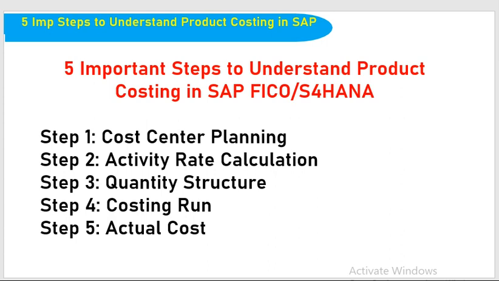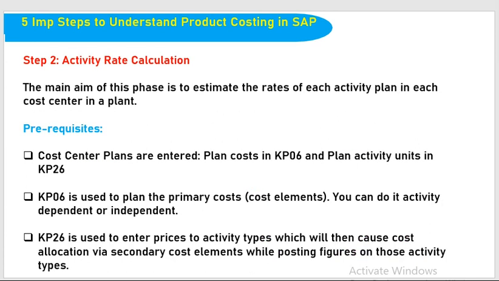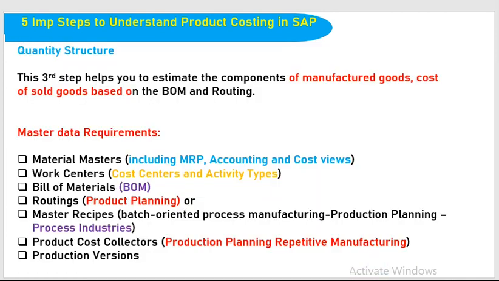And today's concept is quantity structure. In the last session I also explained quantity structure, but in today's session I will give you an overall idea of what quantity structure is about. This is the third step, which helps you understand or estimate the components of manufactured goods and cost of goods sold based on the BOM and routing.